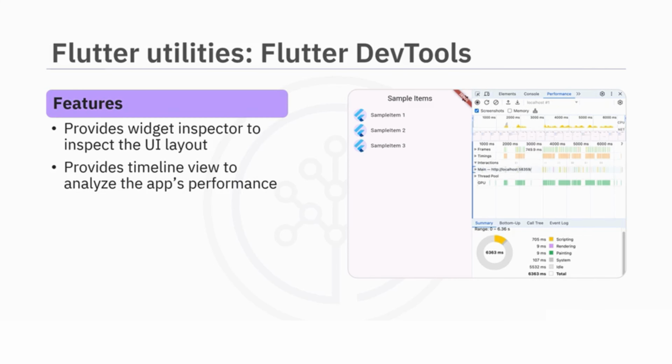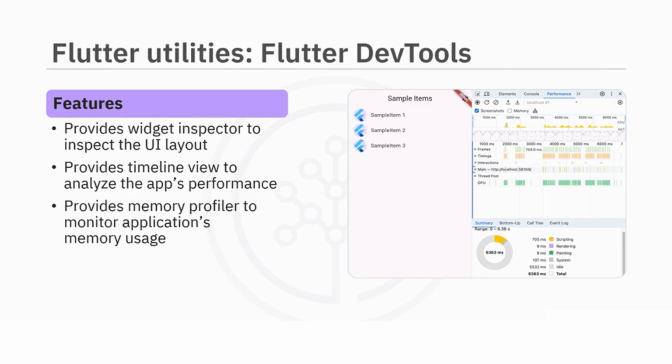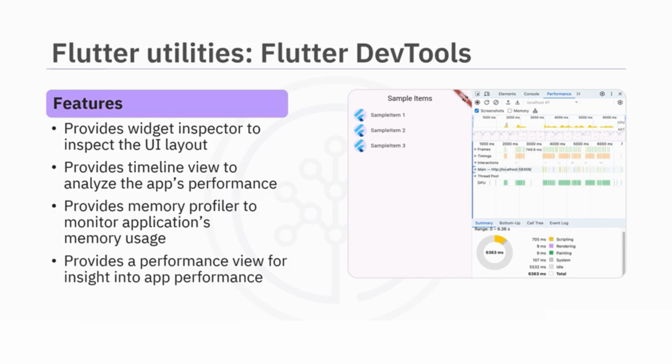This utility also provides a timeline view, which helps you analyze the app's performance over time. It helps identify any performance bottlenecks or issues that may be causing slowdowns in your app. It further provides a memory profiler, allowing you to monitor your application's memory usage. It helps detect and fix memory leaks or excessive memory consumption, ensuring your app runs efficiently. Finally, this utility provides you with a performance view, which offers insights into your app's overall performance, allowing you to optimize and enhance user experience.